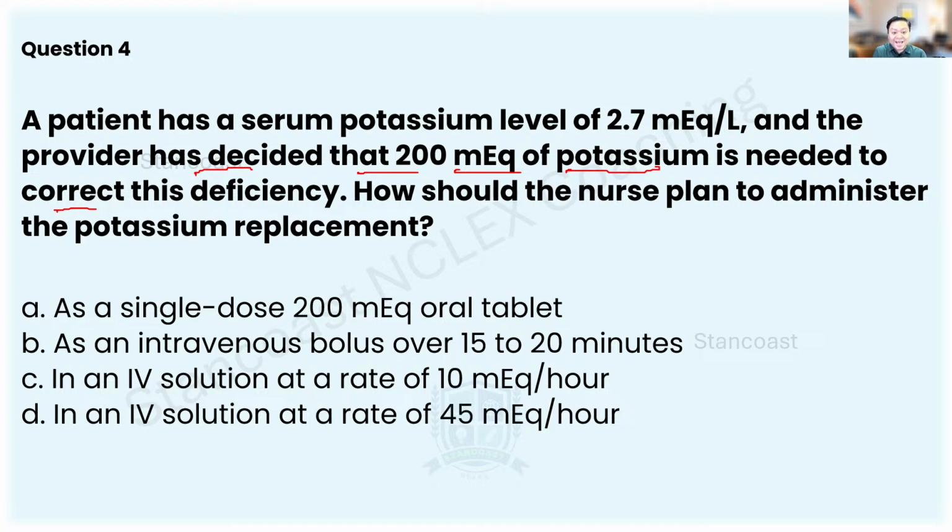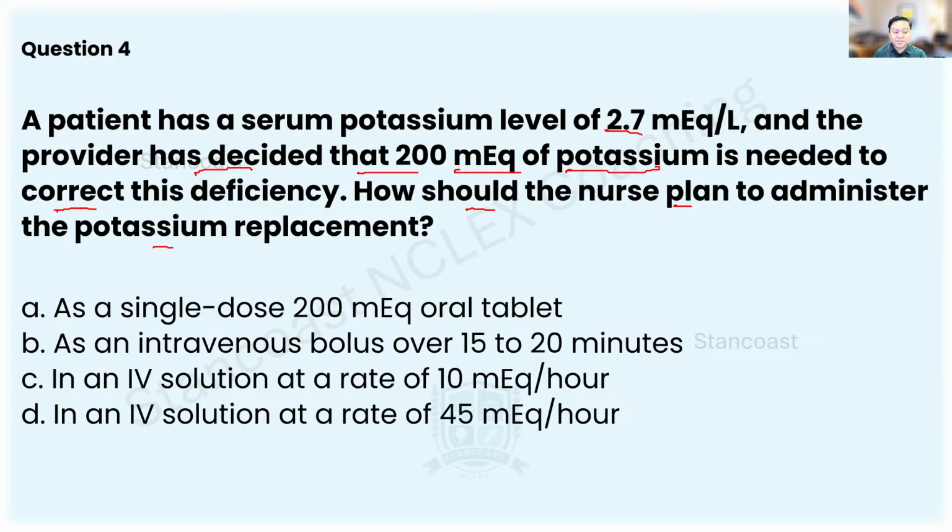It is not yet an established order. It is decided for this patient that has a potassium level of 2.7. How should the nurse plan to administer this potassium replacement as part of the care plan? Will that be letter A, as a single dose, 200 milliequivalents oral tablet? B, as an IV bolus over 15 to 20 minutes? Or is it C, in an IV solution at a rate of 10 milliequivalents per hour? Or letter D, in an IV solution at a rate of 45 milliequivalents per hour?